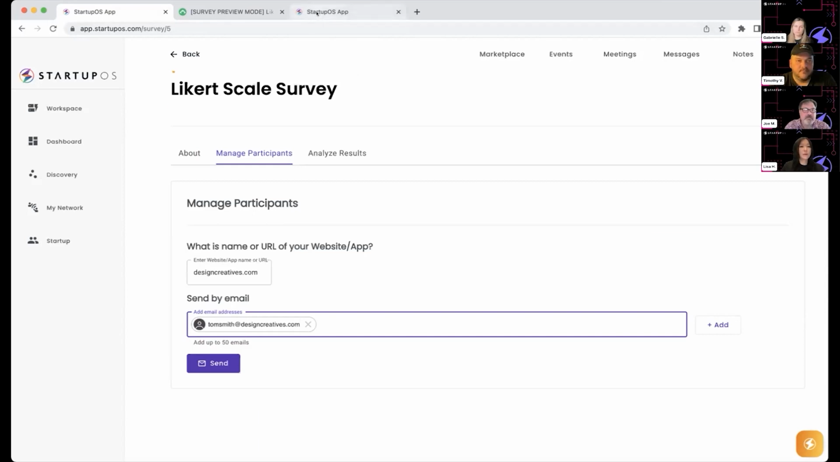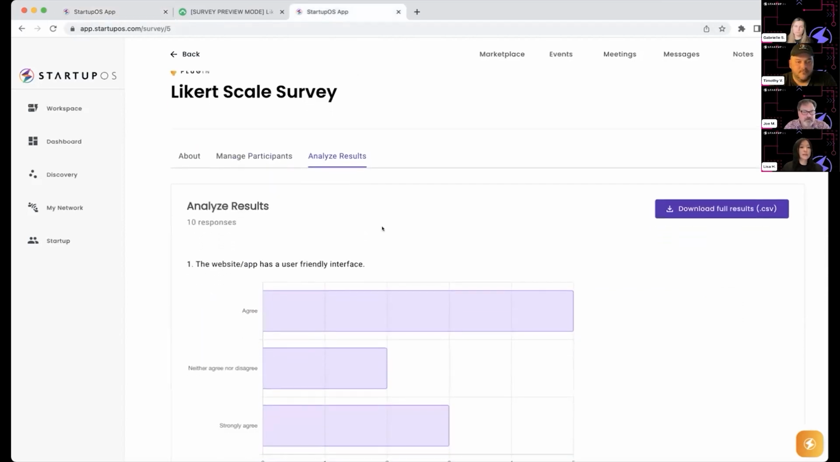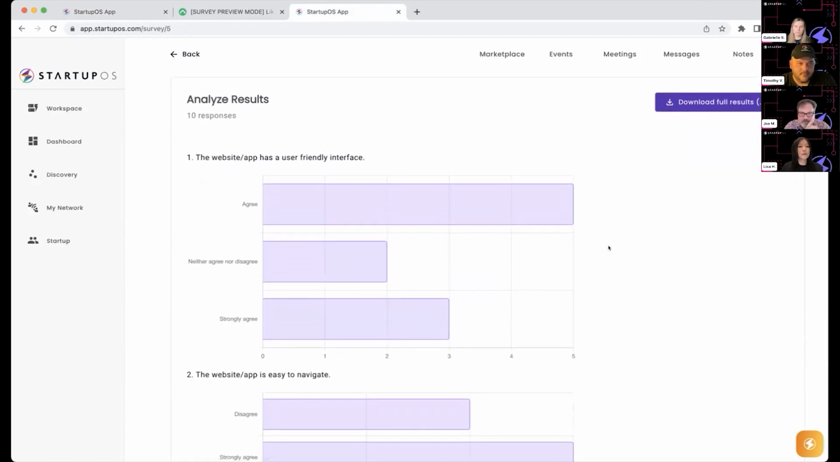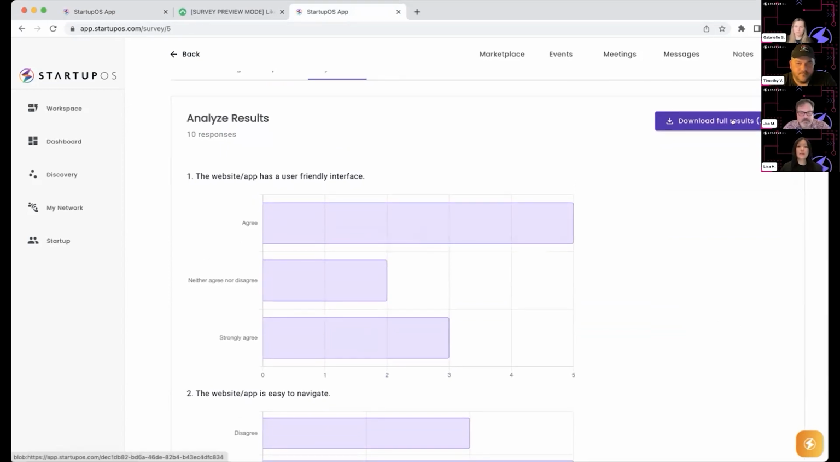So I'm going to flip over and show you what the analysis part looks like. Your analysis will break down how many people have actually entered their comments or have selected on that Likert scale how they feel. Now over here, I want to give you a quick look into how you can actually retain the data and even manipulate your data over time.